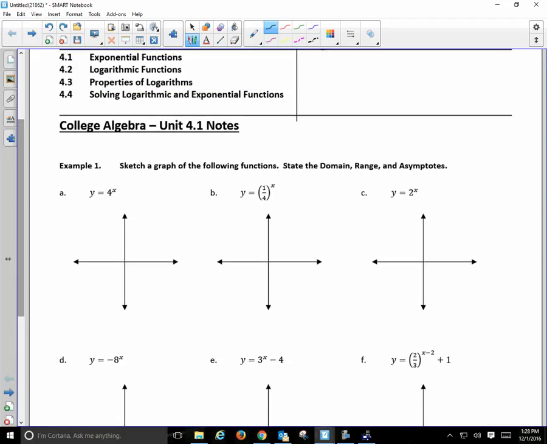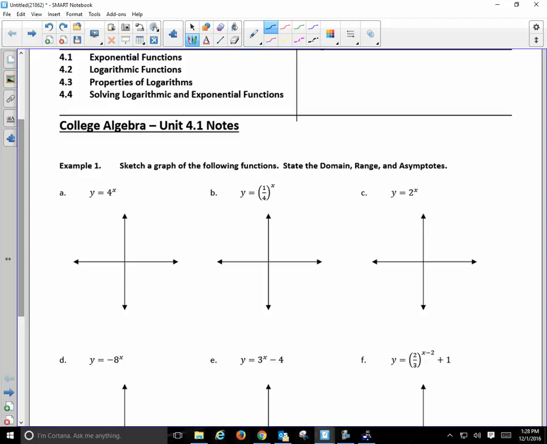These are 4 sections that we are going to cover. We're going to cover exponential functions, logarithmic properties, and then solving the logarithmic and exponential functions. We will also do a little bit on a regression and word problems.